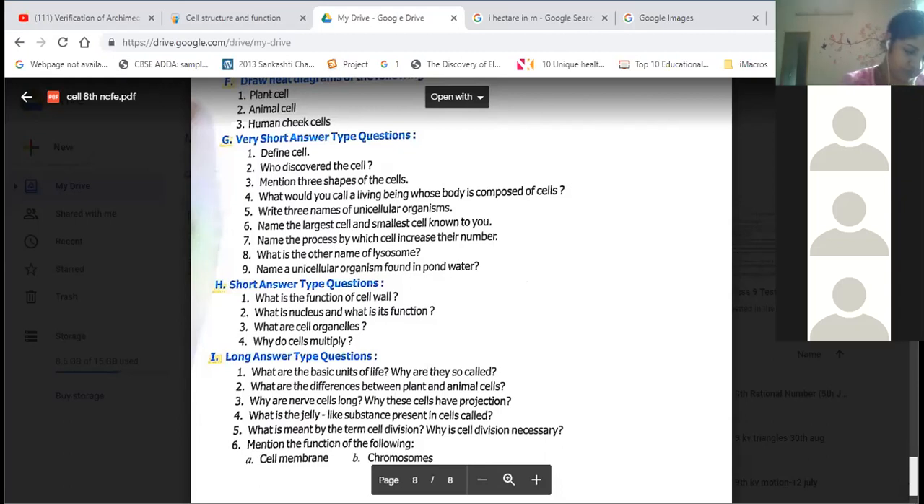Ma'am, short answers, first question. Why do cells multiply? For growth, for repair, and to replace worn out cells. Okay, ma'am. But short answer means how many lines do we have to write? Short answers, two sentences. Okay, ma'am.